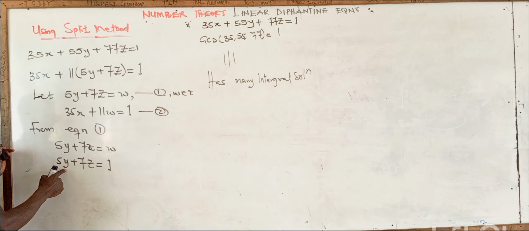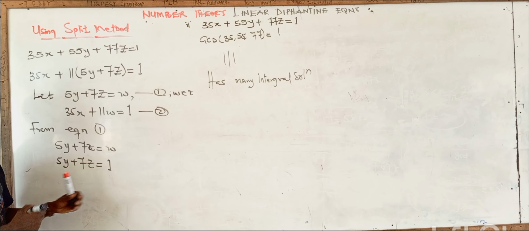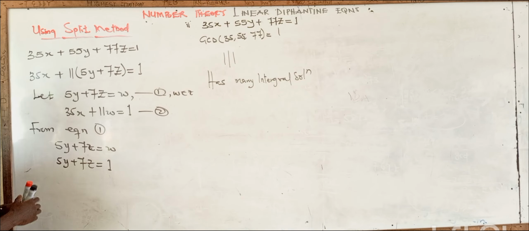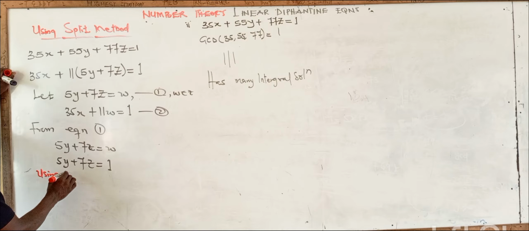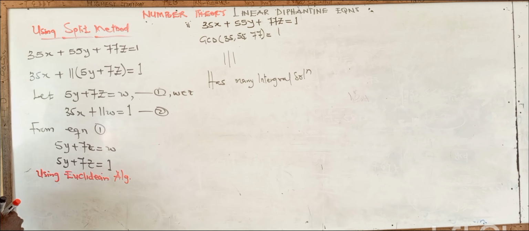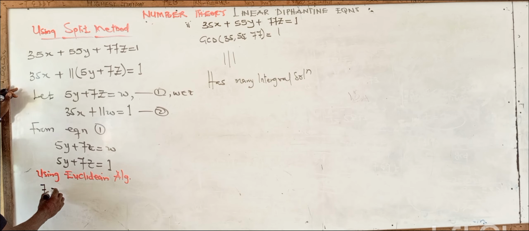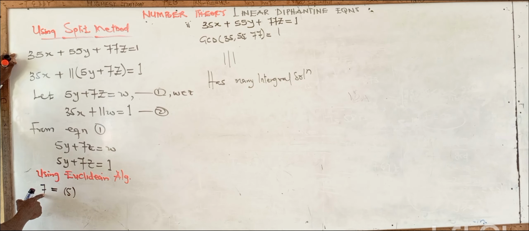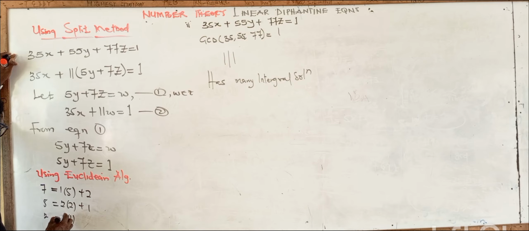Once we have this, we find the values of y and z. This is a linear Diophantine equation involving two variables, so we go through the normal approach. Using the Euclidean algorithm, we can find our y and then our z. So using the Euclidean algorithm, we have 7 equals 1 times 5 plus a remainder of 2. Then 5 equals 2 times 2 plus a remainder of 1. Then 2 equals 2 times 1, with a remainder of 0.